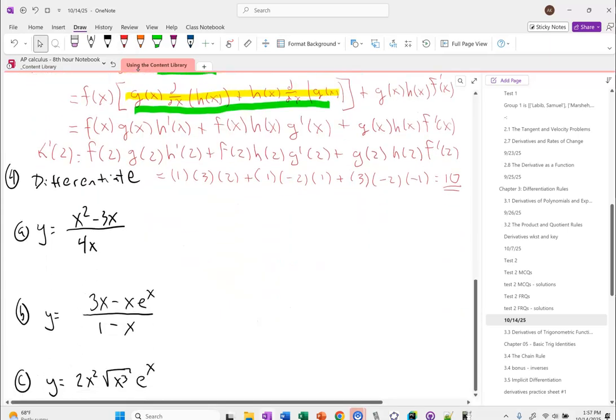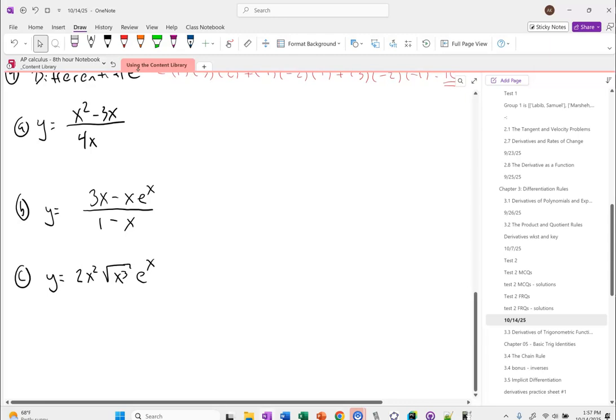Okay. And then I just have a couple of standard do-the-derivative kind of problems here. So again, take a moment, work on these. I'll write up some answers here in a moment.